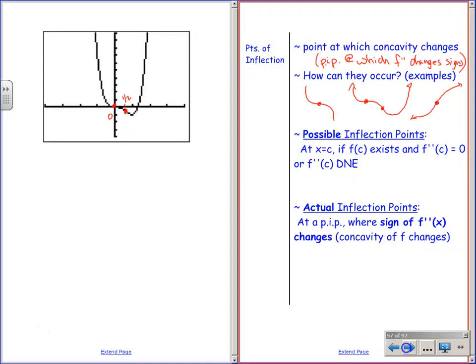So what's going on here? Possible inflection points, who are these guys? Pips. How do I find them? F double prime pitchfork. But actual inflection points, it's a pip where the F double prime changes sign, aka the concavity of F changes, aka F prime changes from increasing to decreasing or decreasing to increasing. And I'm going to actually add that last part.